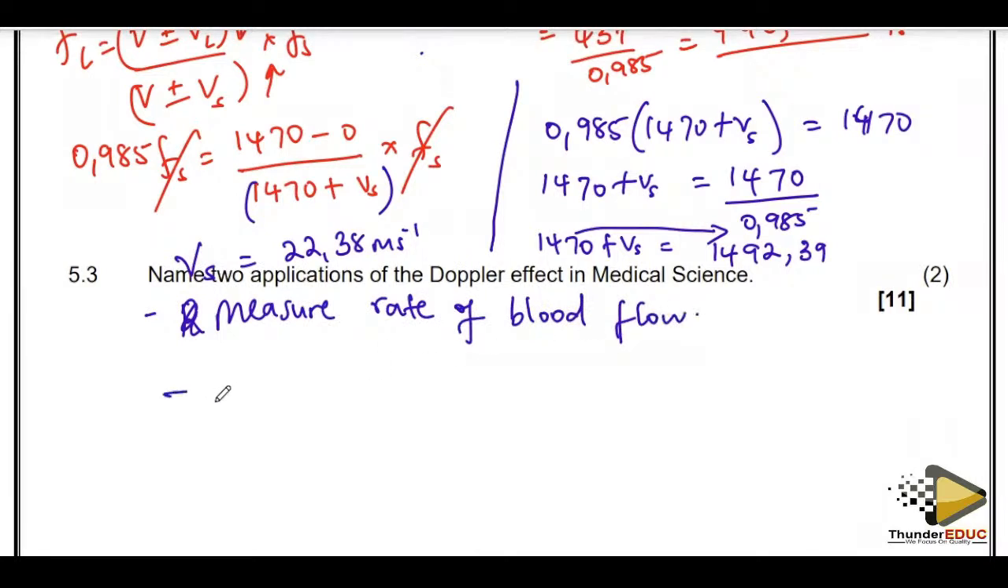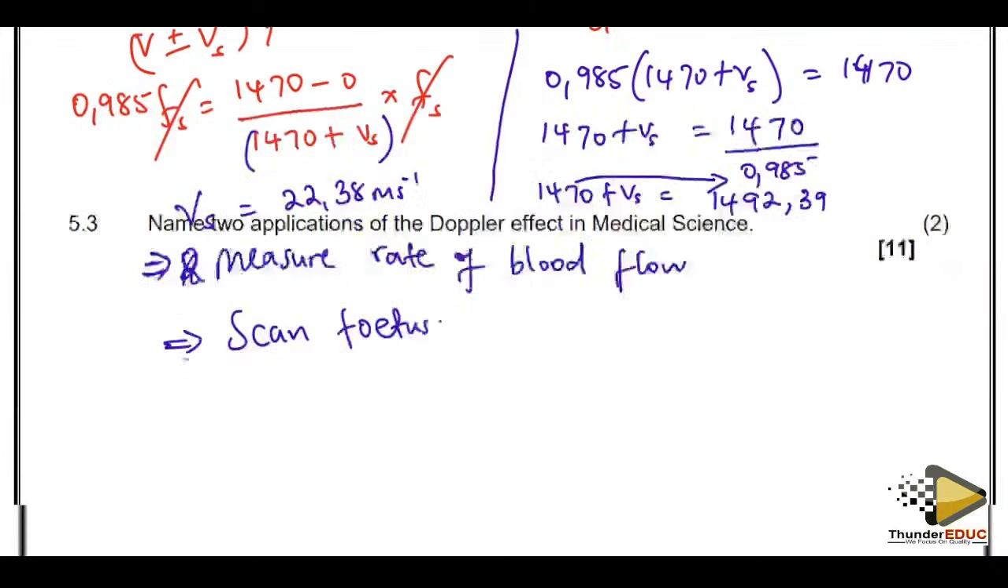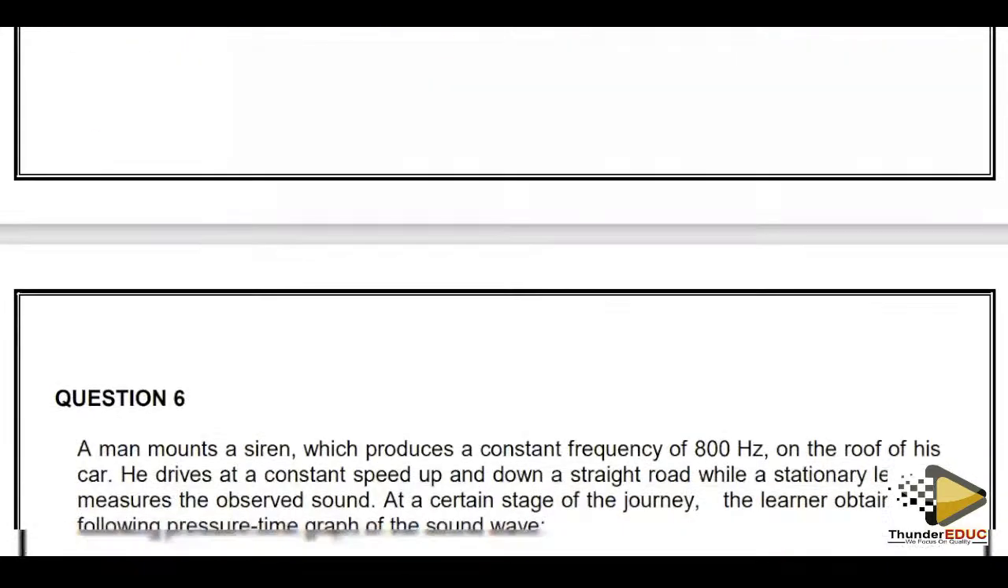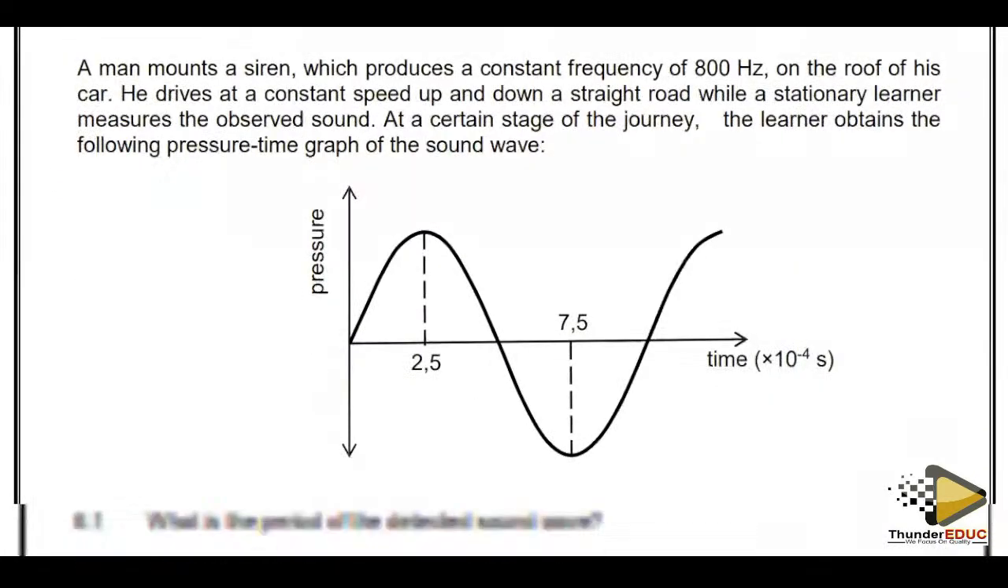And then 2, remember I said we can use it to detect any clotted or blocked arteries. And then we can also use it for scanning the fetus, no? Those scans that ladies go for. Doppler effect, remember I said, it can even be used to determine the heartbeat of the fetus. It's a whole lot of reasons. Guys, anything, as long as we get the marks.